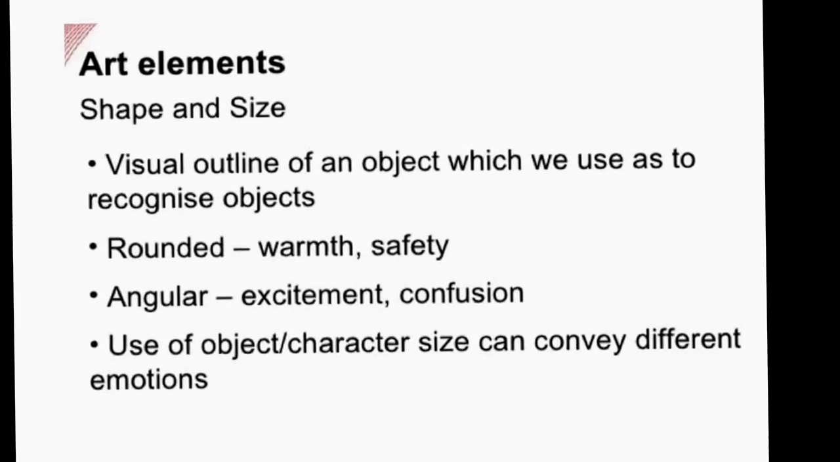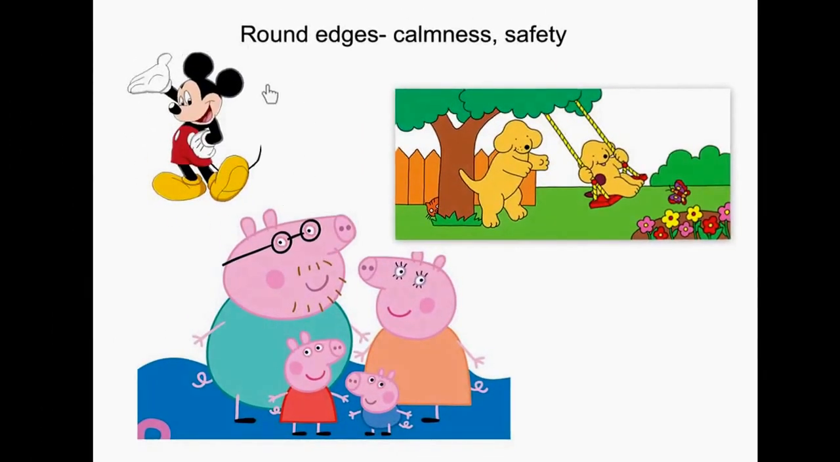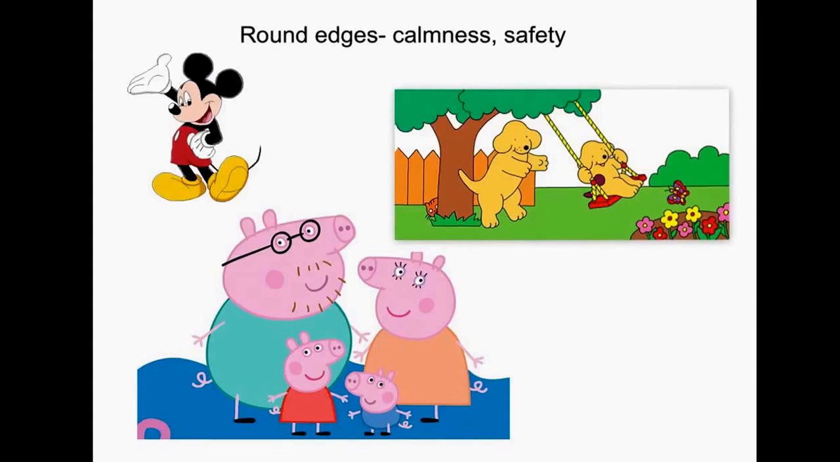So if you look at these shapes here, we've got Mickey Mouse, which has very, very round edges. There's not very many sharp edges, and Spot the Dog or Peppa Pig. If you have a look at these images, they're rounded shapes and they're very calm, almost very childlike as well. The idea of rounded trees and stuff is very immature, very basic, childlike, and it does give you that idea of something that's safe and child friendly. So that's what round edges can symbolize.